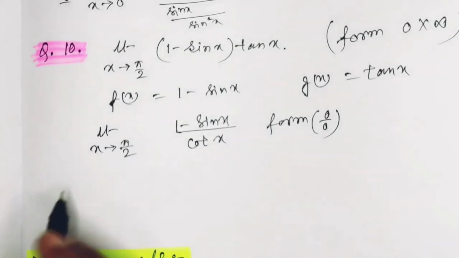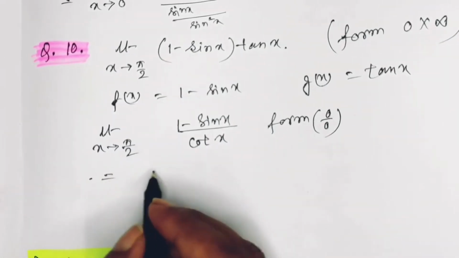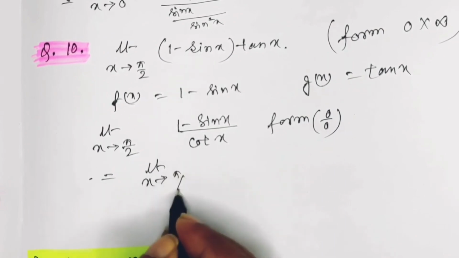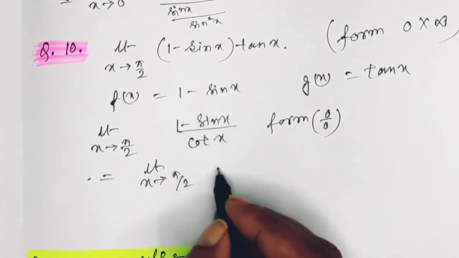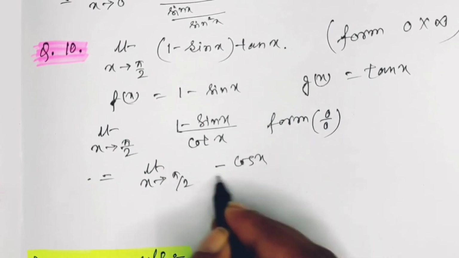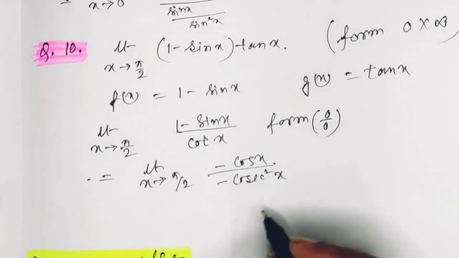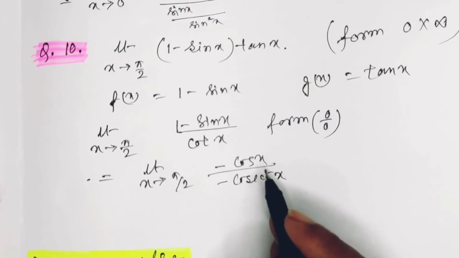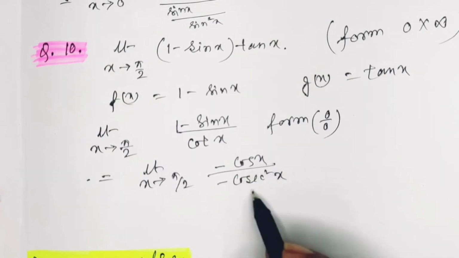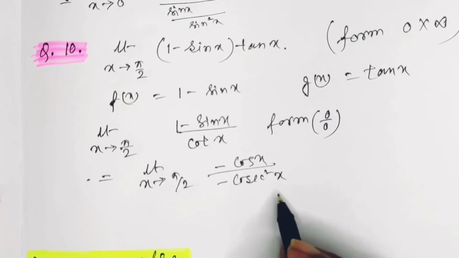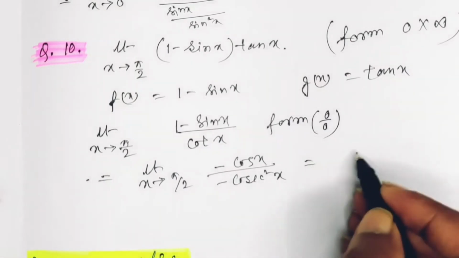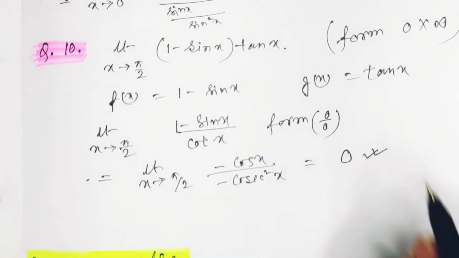In this 0 by 0 form, if we simplify, we take the derivative, and it is minus of cos x, and for cot x the derivative means it is minus of cos square x. Now if we simplify again, that means we simply substitute the value pi by 2. Then we find that cos pi by 2 is 0, whereas cos square x at pi by 2 is 1. So if we substitute, we shall find the limiting value is 0.